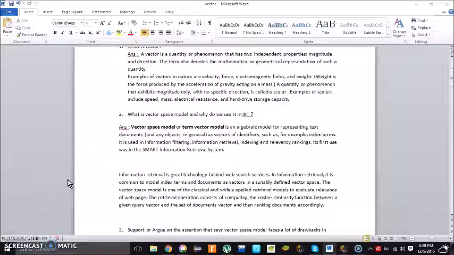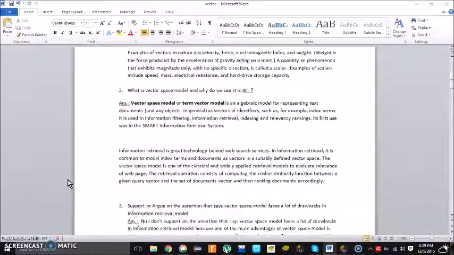Information retrieval is the great technology behind web search services. In information retrieval, it is common to model index terms and documents as vectors in a suitably defined vector space. The vector space model is one of the classical and widely applied retrieval models to evaluate the relevance of web pages. The retrieval operation consists of computing the cosine similarity function between a given query vector and the set of document vectors, and then ranking documents accordingly.